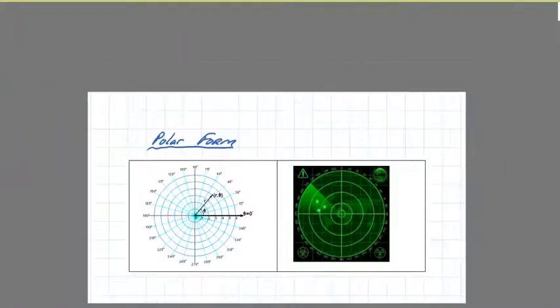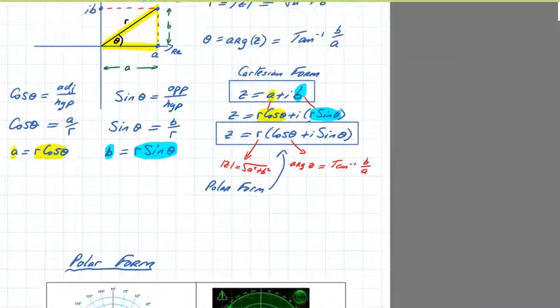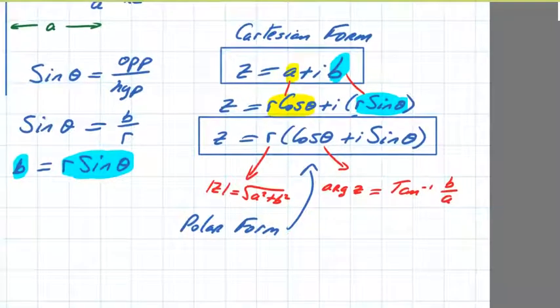Okay, so the next thing we do now is some examples. Using this formula we've just derived, this polar form, we can now do some examples based on that formula. So here's the first example. Express z equals 3 plus 4i in polar form.